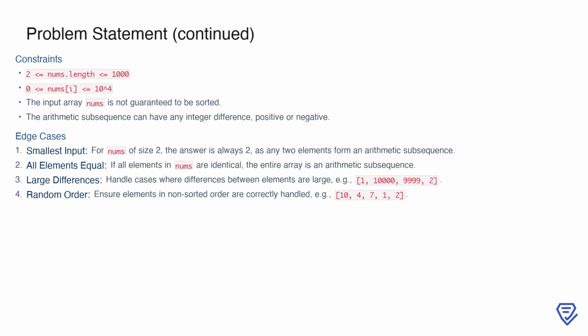Considering edge cases, if the array has only 2 elements, the result is always 2, since any 2 elements form a valid arithmetic subsequence. If all elements in the array are equal, the entire array forms an arithmetic subsequence. Additionally, you must handle cases with large differences between elements, such as 1, 10,000, 9999, 2, and arrays where elements appear in random order, like 10, 4, 7, 1, 2. Ensuring your solution handles all these scenarios is crucial for correctness.